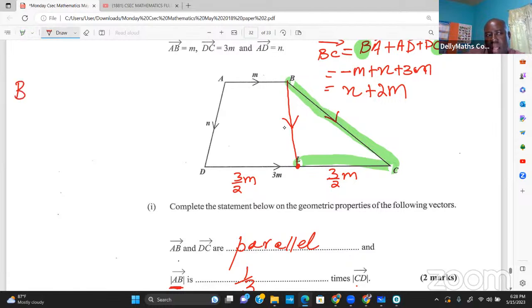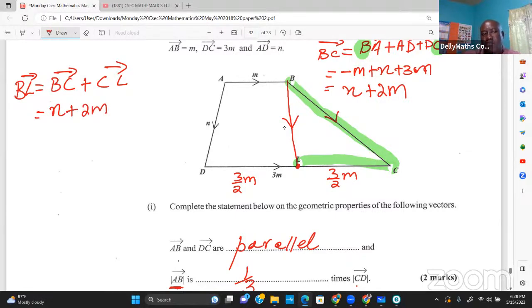So BL, I'm going to move from B to C, and we just did that. We know what BC is. Also, I'm going to move from C to L. I'm going to come that direction. B to C, C to L. We just did BC, and BC was N plus 2M.